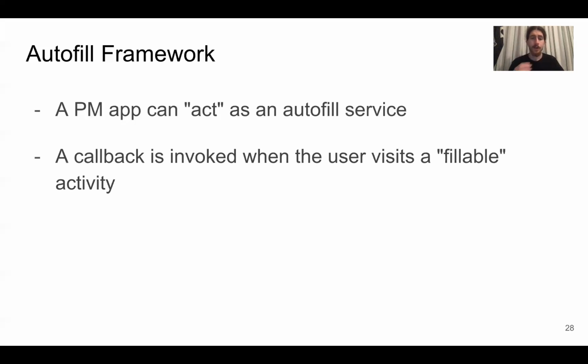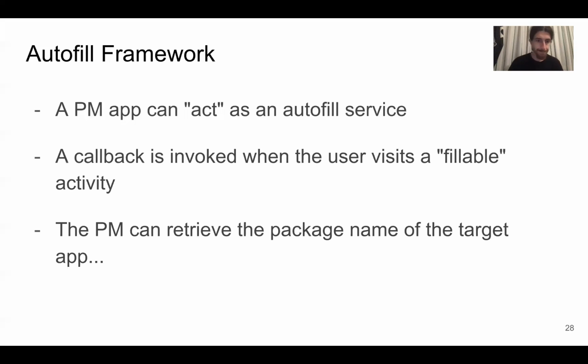The idea is that a callback is invoked whenever the user visits a fillable activity. So now you have an activity like a Facebook app, and you can have a flag that says fillable. If the user goes to a fillable activity, then the password manager is going to receive a callback saying, hey, you know what? The user is currently on a fillable activity. Do you maybe know how to help him? Do you know the password relevant to the specific activity?